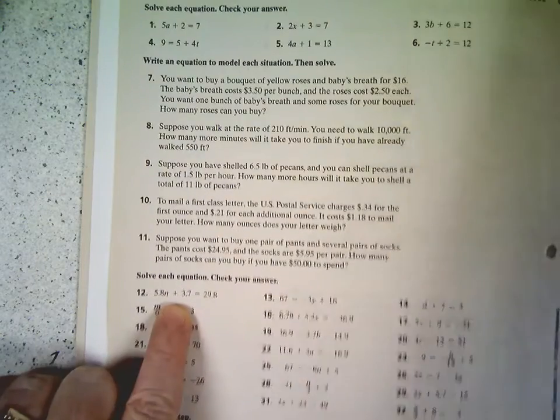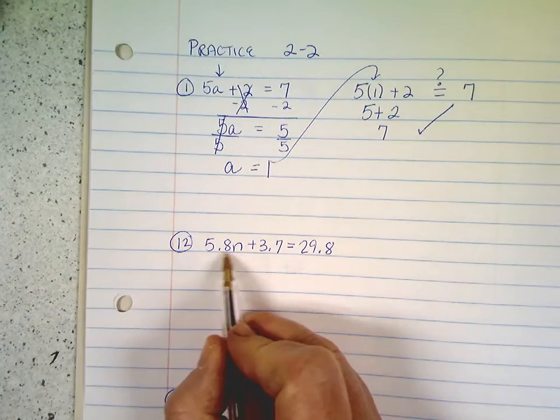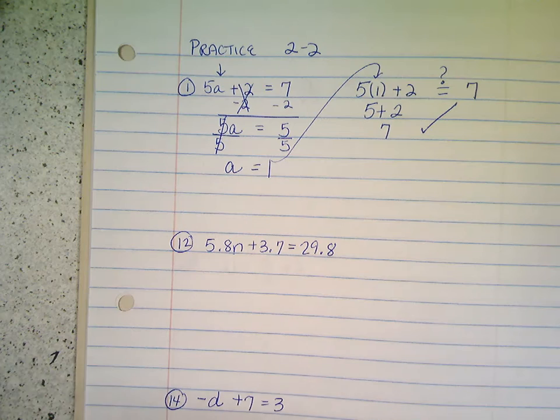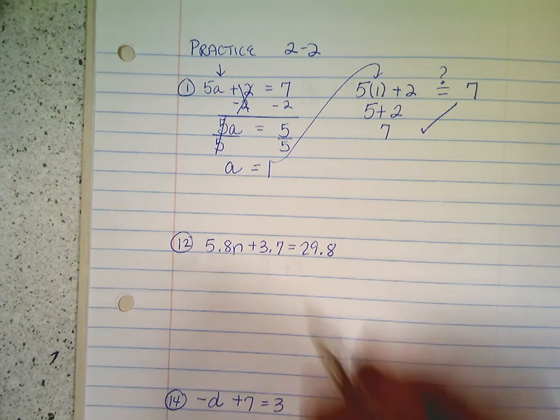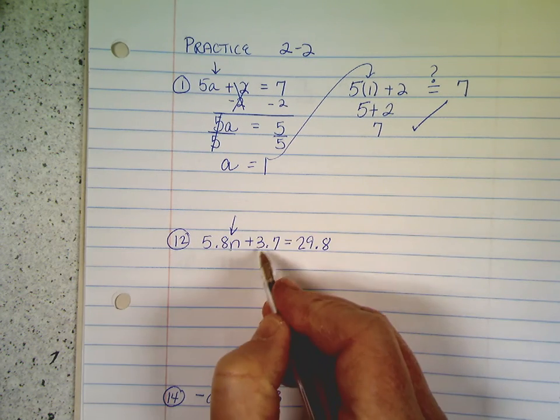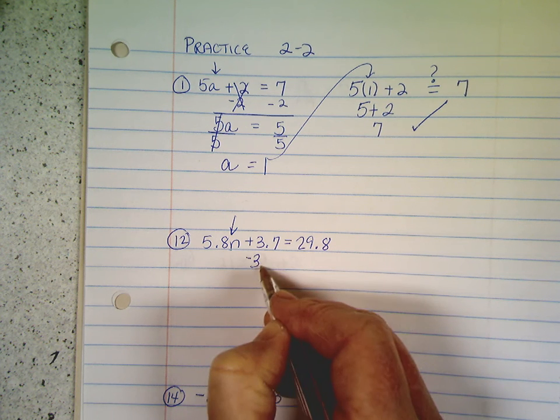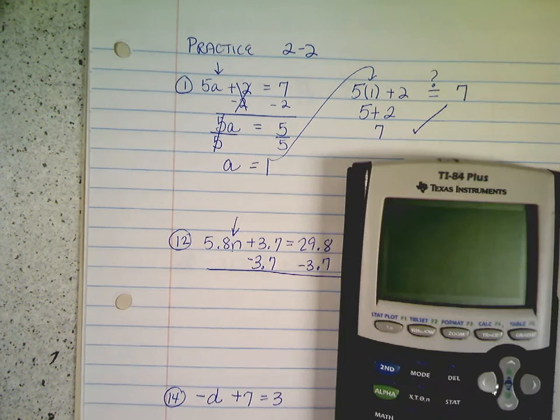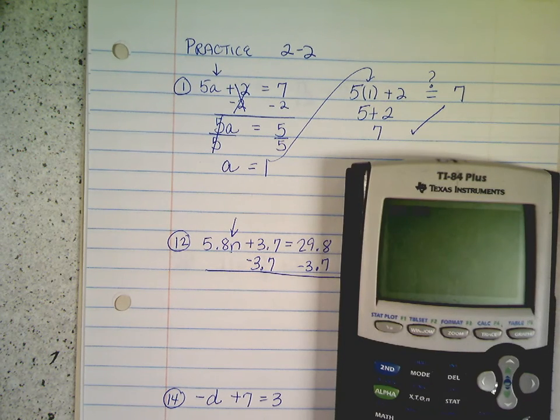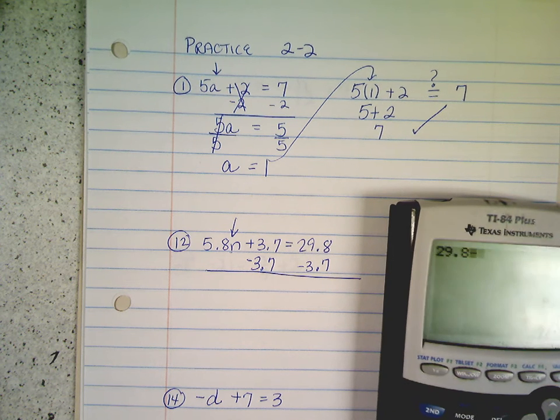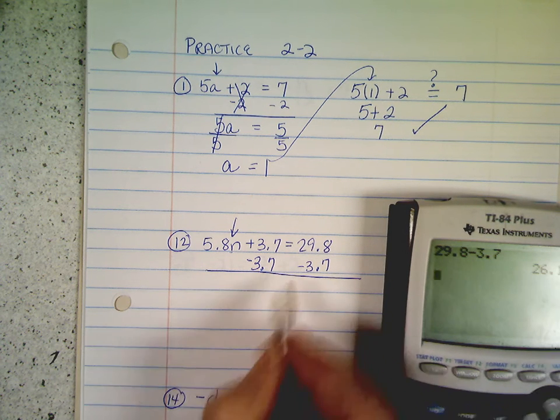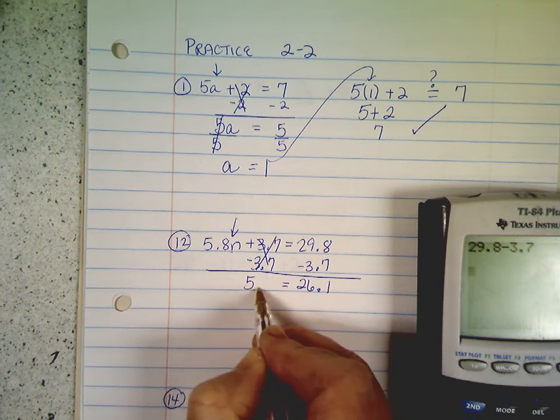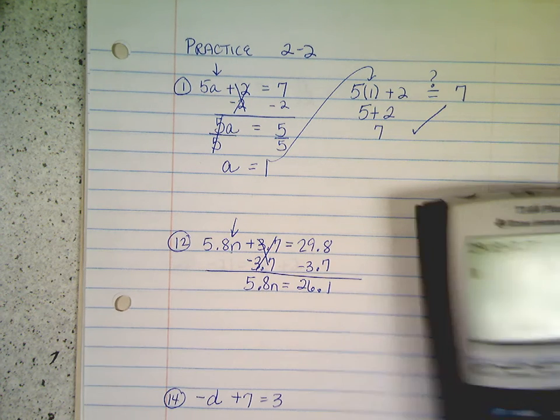I'm also going to work number 12 from this handout. It says 5.8n plus 3.7 equals 29.8. What we'll need to do first is isolate the n. We're going to undo adding and subtracting first, so I'm going to subtract 3.7 from both sides. Go ahead and do that on your calculator so you don't have to worry about getting that wrong. 29.8 minus 3.7 is 26.1. That canceled out. This equals 5.8n.